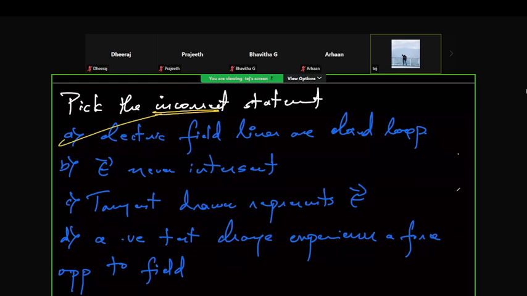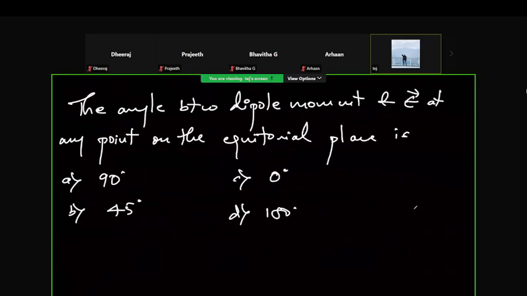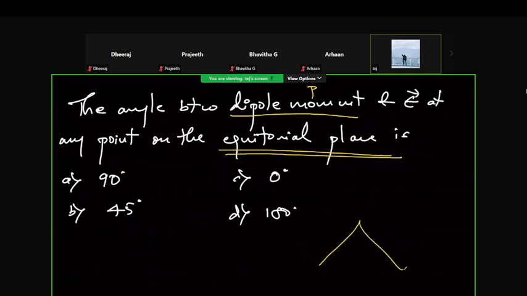Then with this, last question. The angle between dipole moment P and E at any point on an equatorial plane. Now don't get confused. Don't tell me, sir, equatorial plane we did for something else. No, nothing else, bro. Listen. Equatorial plane is always a triangle where the dipole is placed in the denominator, the base. So here minus q will be there, plus q will be there.